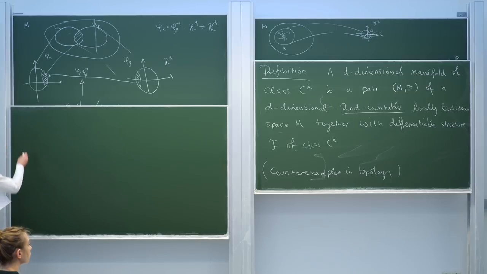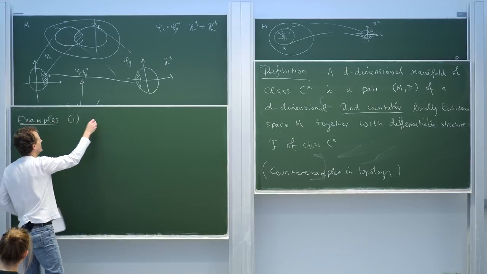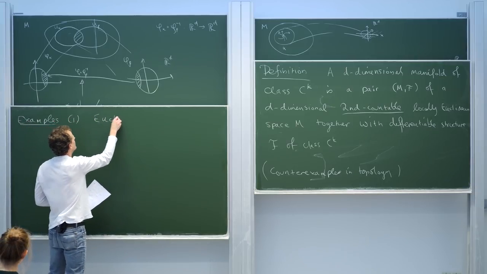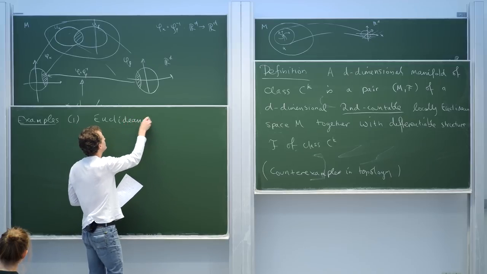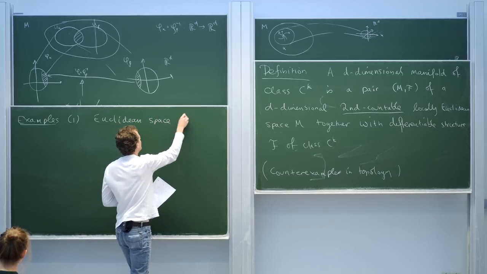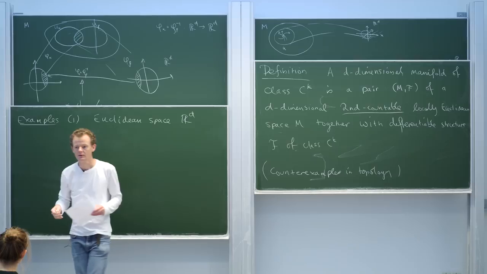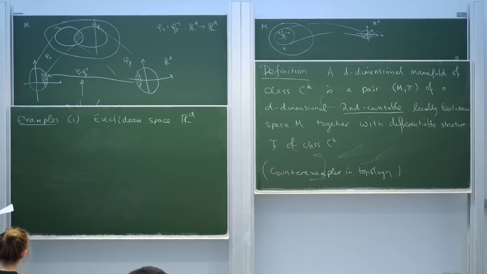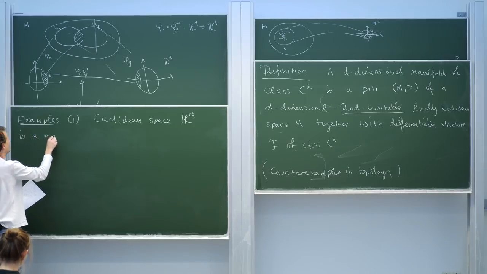Now we can get to our examples. As I said, is it a good definition? Is it a bad definition? Well, it had at least better capture that one example that we started off with, namely Euclidean space. Well, it is a manifold.